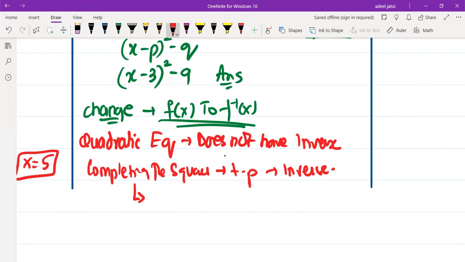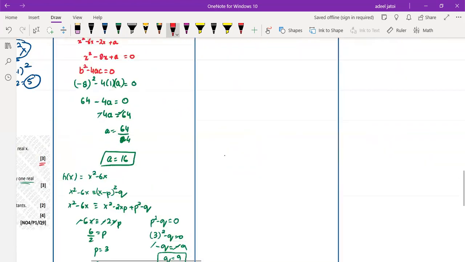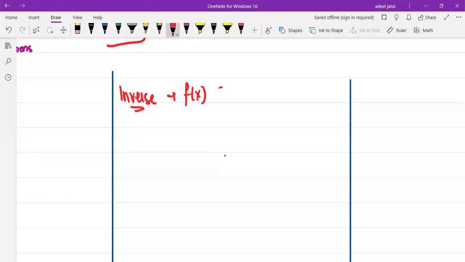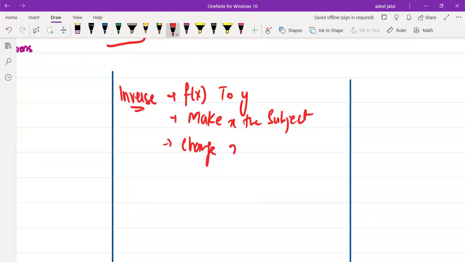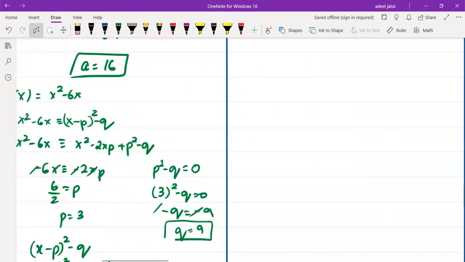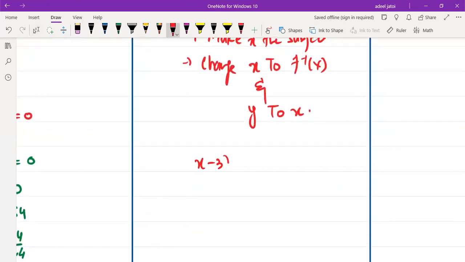For inverse, you will be using 3 steps. Your f x will be changed to y. Then you make x the subject. And next, change x to f inverse of x and y to x. The question clearly mentioned that x minus 3 whole square minus 9 represents f x.